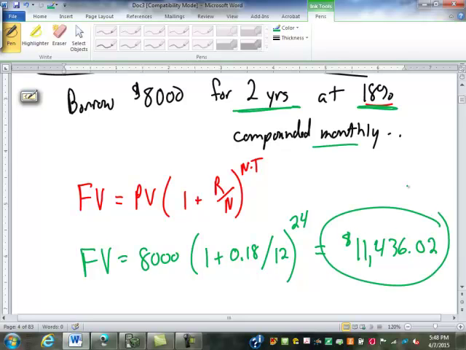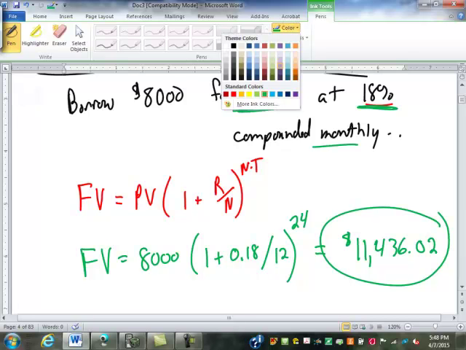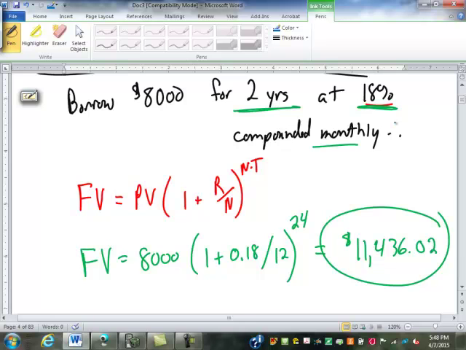So over 2 years, that $8,000 just cost you almost $3,500 in interest. It takes about 4.5 years at 18% interest to double the balance.